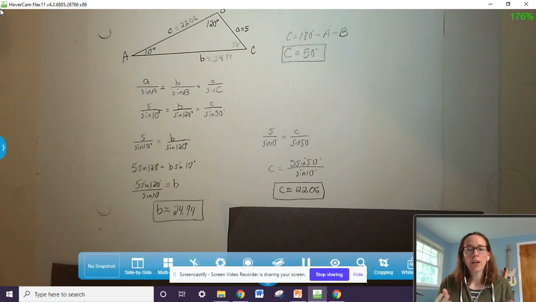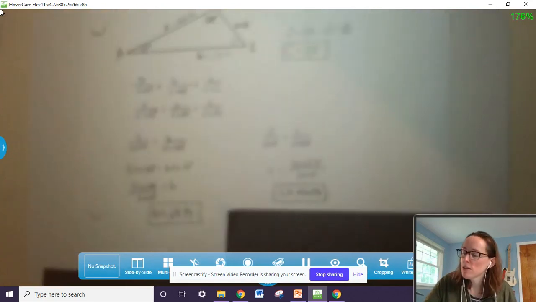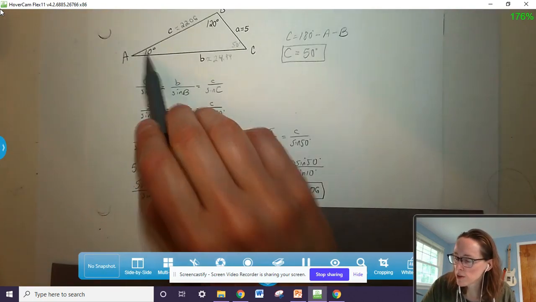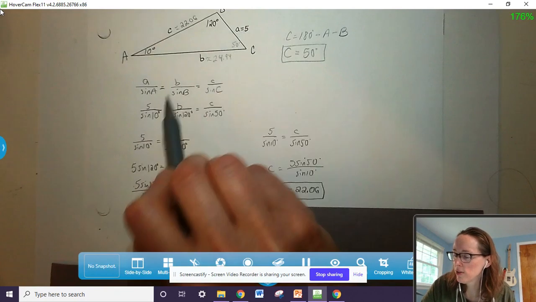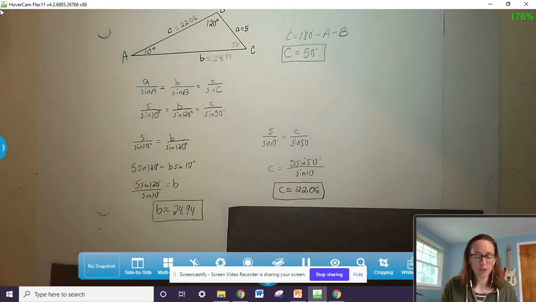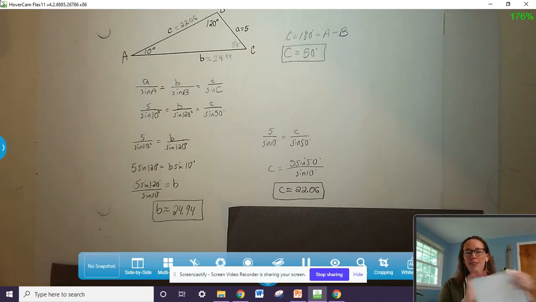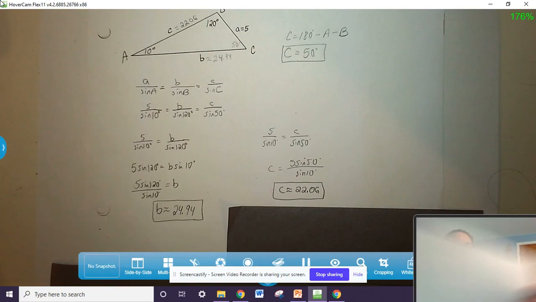And just a quick check of our answers to make sure they're reasonable. This is the smallest angle. It should be across from the shortest side. This is the largest angle. It should be across from the longest side. Those answers look reasonable. That's not a foolproof check, but I feel pretty confident that we did well with that one. Let's move on to number 2.